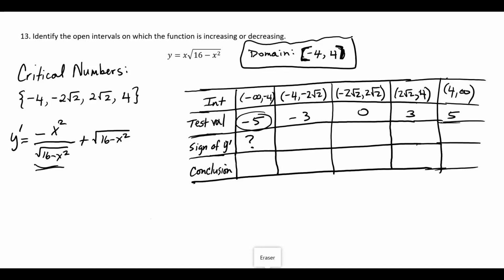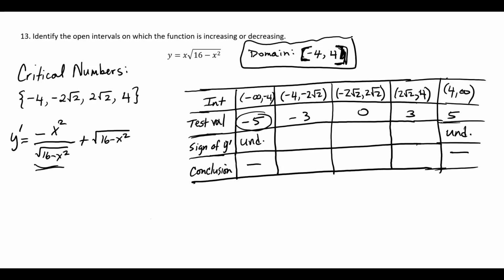Our derivative, let me write it out here, is not going to have a sign. It's going to be undefined. Same thing over here. Our derivative is undefined. So there's no conclusion about the behavior of the graph there. And that's because, as we saw initially, the domain of the function goes from -4 to 4. So the function doesn't exist really for values outside of that interval. So let's plug in our other values between -4, or our test value, -3.